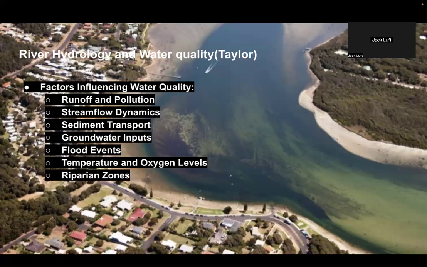The riparian zones, vegetated areas along riverbanks, play a vital role in reducing runoff and erosion, thereby improving water quality through natural filtration processes.